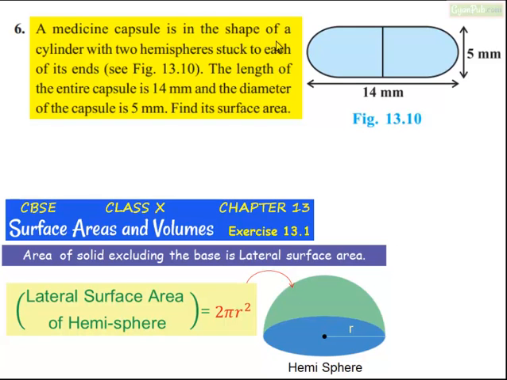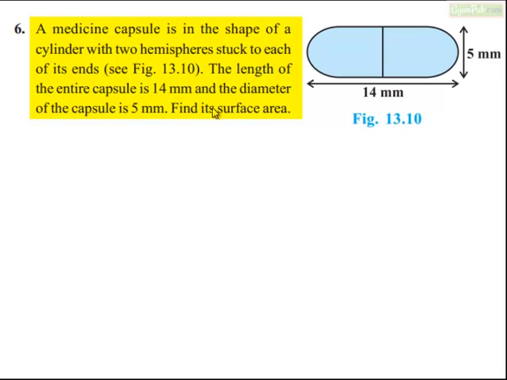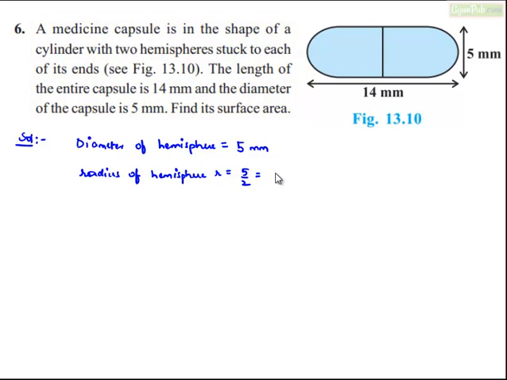A medicine capsule is in the form of a cylinder with two hemispheres stuck at each of its ends. The length of the entire capsule is 14 mm and the diameter of the capsule is 5 mm. Find its surface area. Now coming to the solution. Here the capsule has been given with the diameter of the hemispheres at two ends as 5 mm. So now the radius of the hemisphere, r is equal to d by 2, that is 5 by 2, which is equal to 2.5 mm.